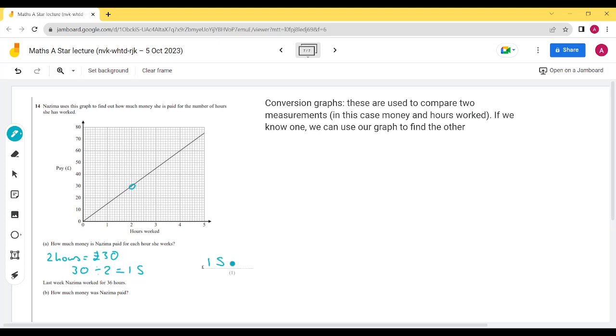And then we're asked, last week Nazima worked for 36 hours. How much money was she paid? Well, this is actually a long multiplication question. We can do 36 times 15. I happen to know it's 540, so I'm going to be lazy and do that, but you could just do a long multiplication if not. So she earns £540 in a week.